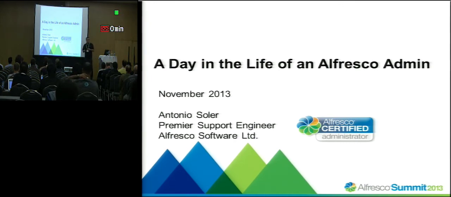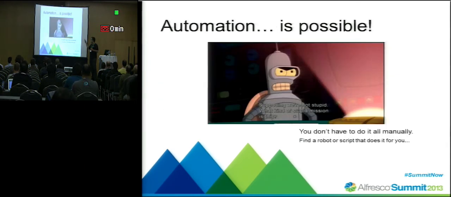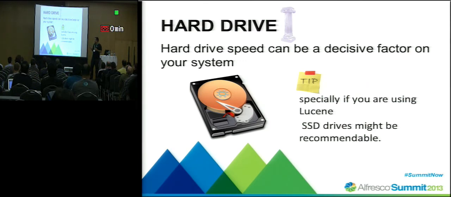The thing is, normally no one tells you which aspects of your Alfresco environment you need to keep healthy to keep a solid environment. You need to keep the hard drive, the pillar of the application server, keep the memory performant, and the database to store everything. You don't have to do it manually, really. There are robots, there are many tools to do it, Nagios, whatever. Find your own way, the one that you feel comfortable, and find a way to control these aspects.